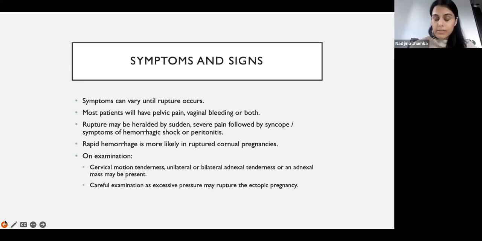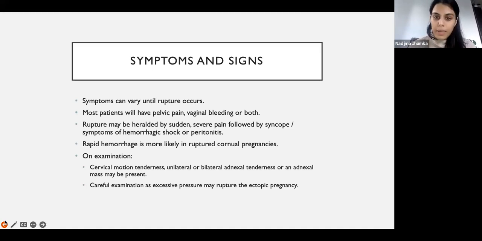And once it's ruptured, then you can have very sudden severe pain. So you get a lot of guarding when you're examining them. They can lose consciousness because they're losing a lot of blood. There's a lot of hemorrhagic shock, peritonitis, because of all the blood that's going into the abdomen, into the pelvis, that can lead to infection.